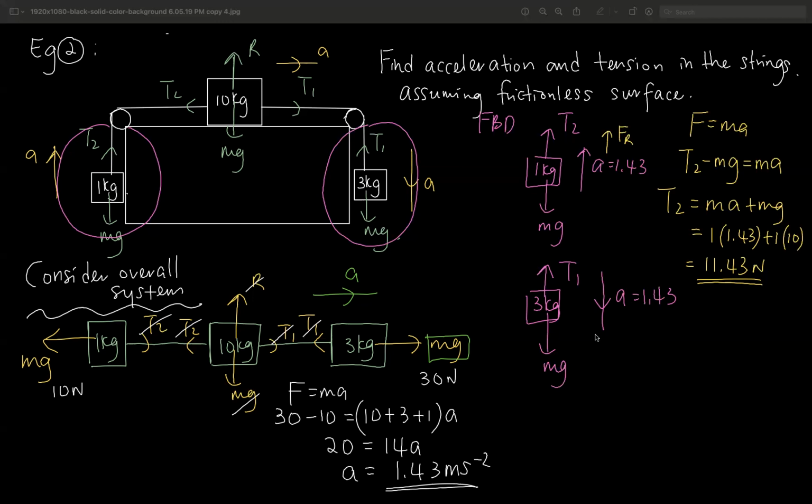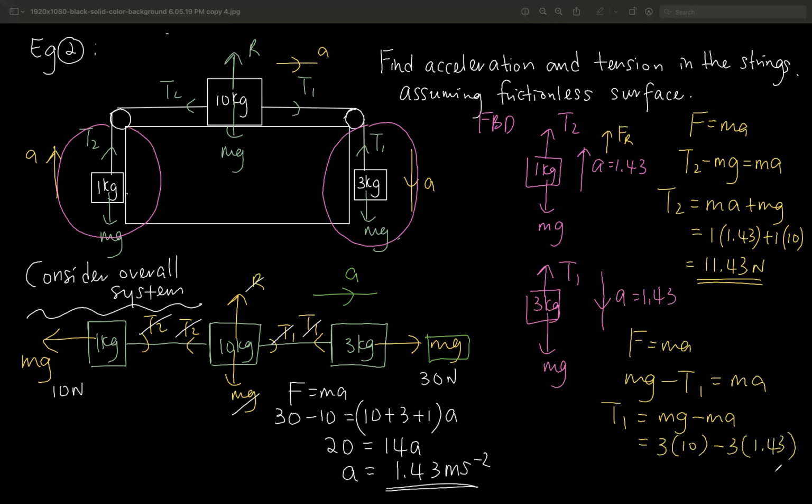Okay, so acceleration downward, resultant force downward: mg minus T1 equals ma. T1 equals mg minus ma, which gives 15.71 Newton. Okay, that is your answer.